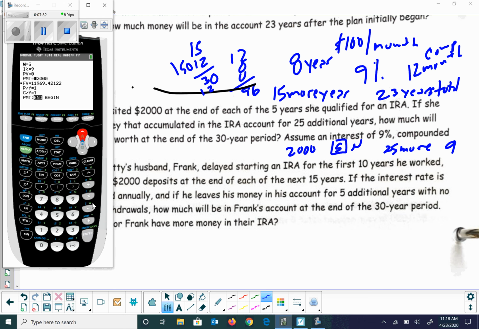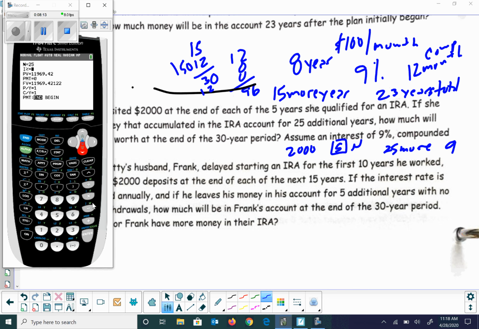Okay, so now she is going to continue to grow this, but she's not putting any more money in. So N is the number of payments, and she's not going to do any payments. She's going to earn the 9% still. Her present value is 11,969.42. Her payment has become 0 now. We're going to figure out that future value. Payments per year is 1. N should have been 25 because you have 25 more years that it's compounding.